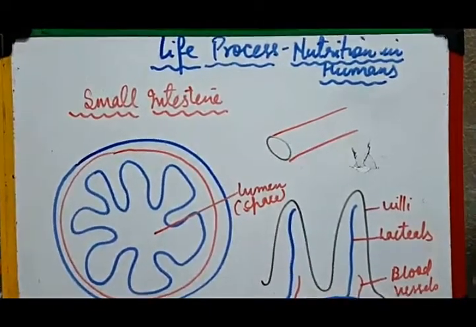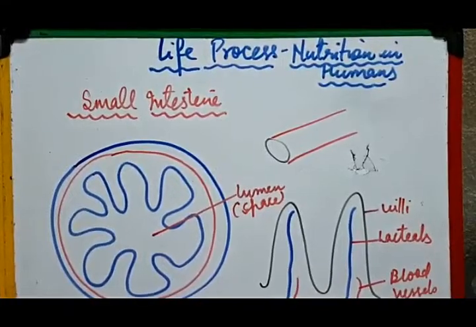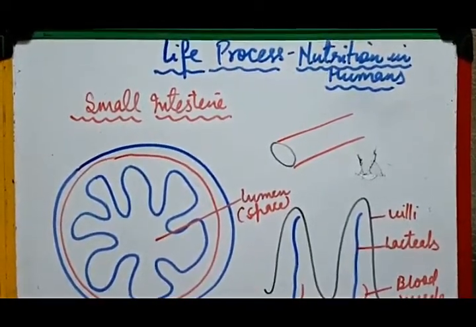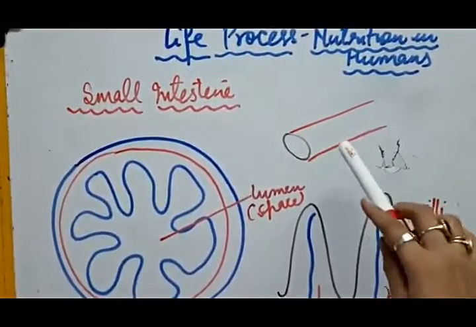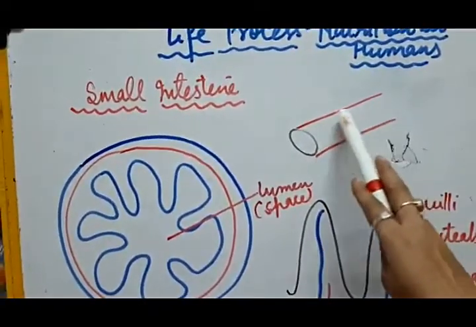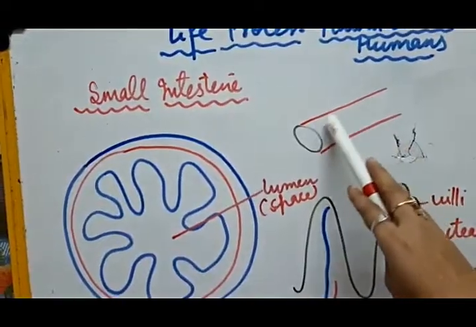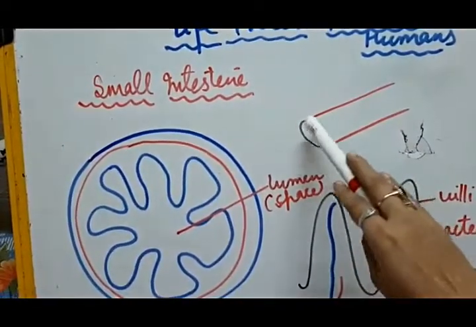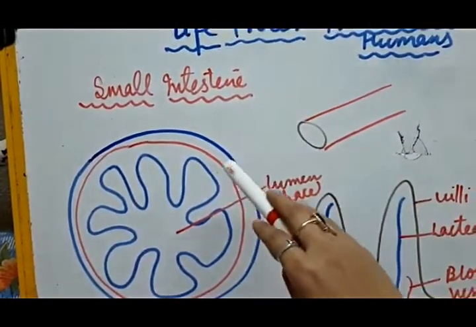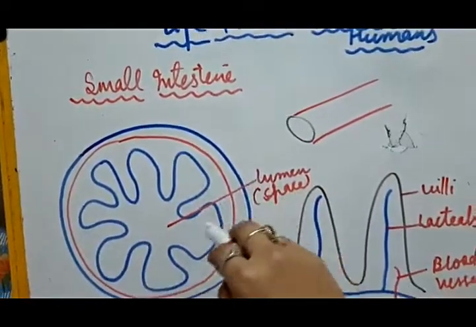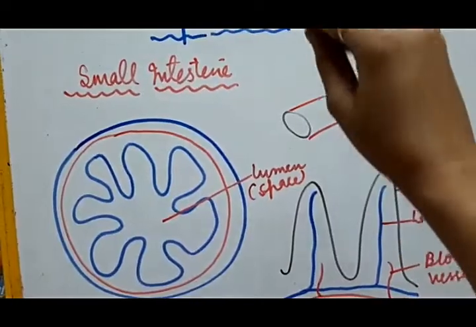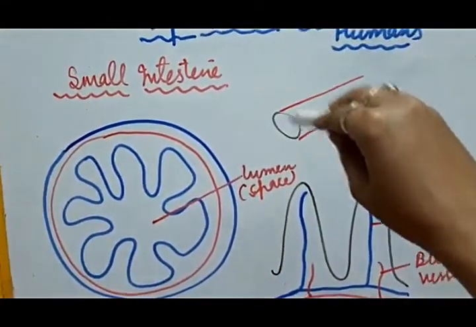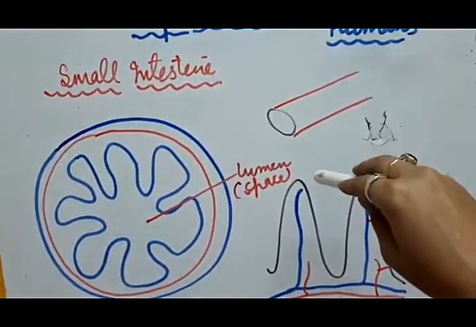Small intestine is a part of the alimentary canal, and it is like a pipe. In this portion food is digested, then in this portion food is absorbed. This is a TS, transverse section, if we cut the small intestine like a pipe in this way.